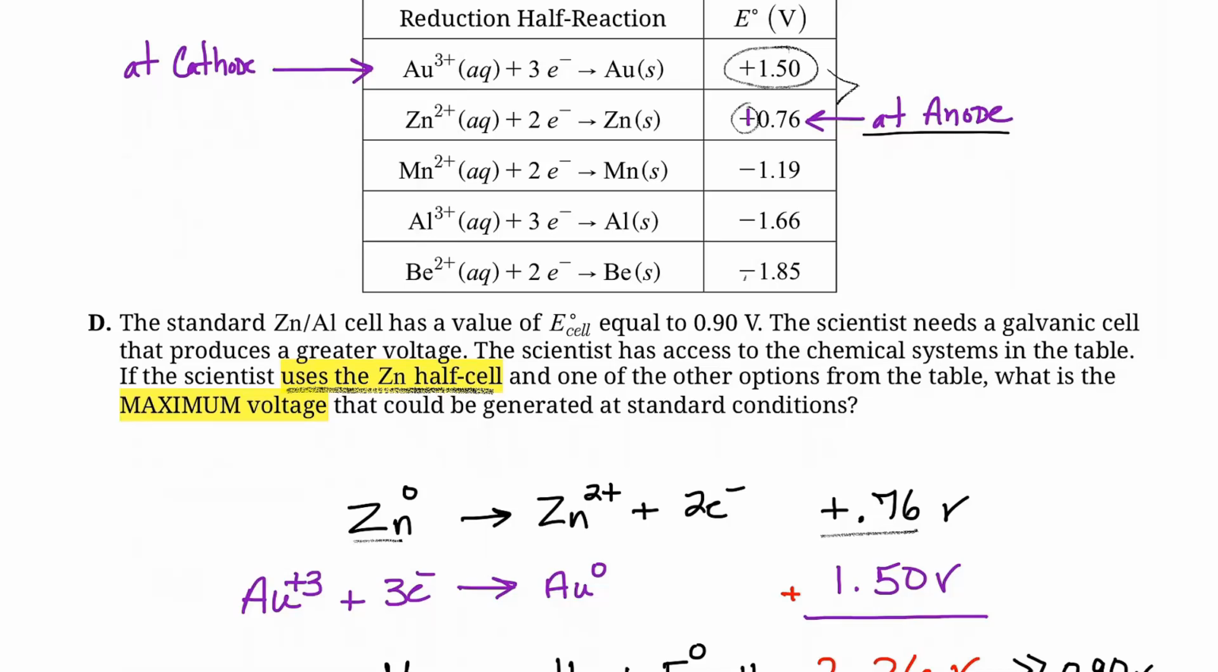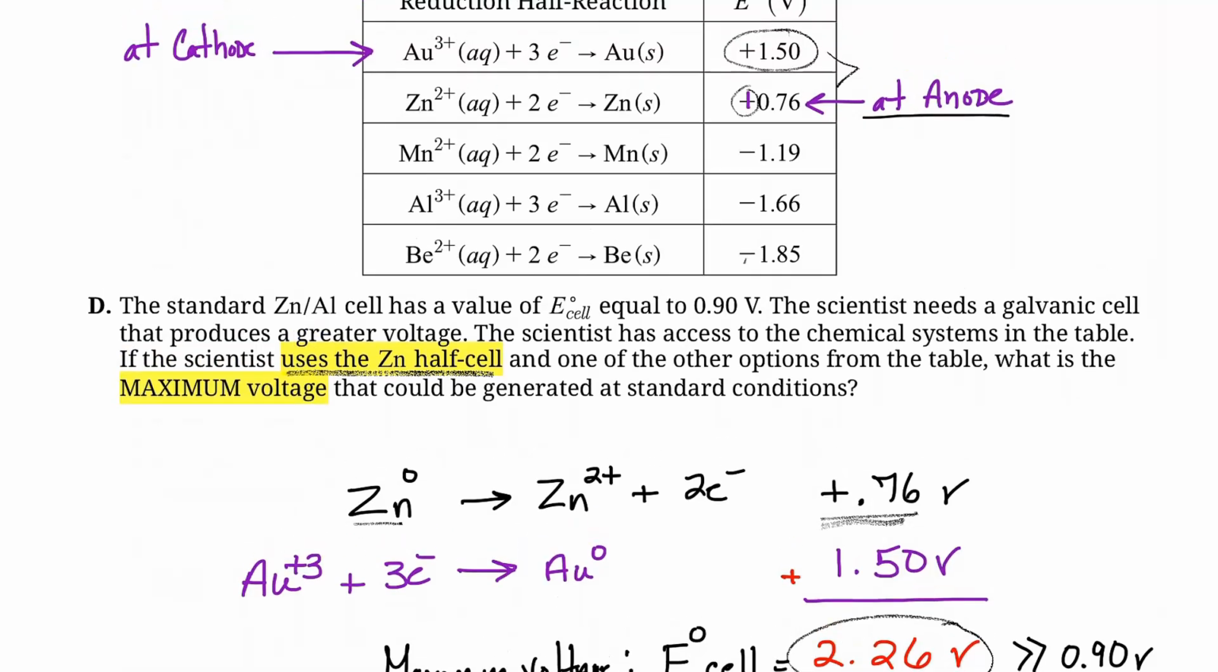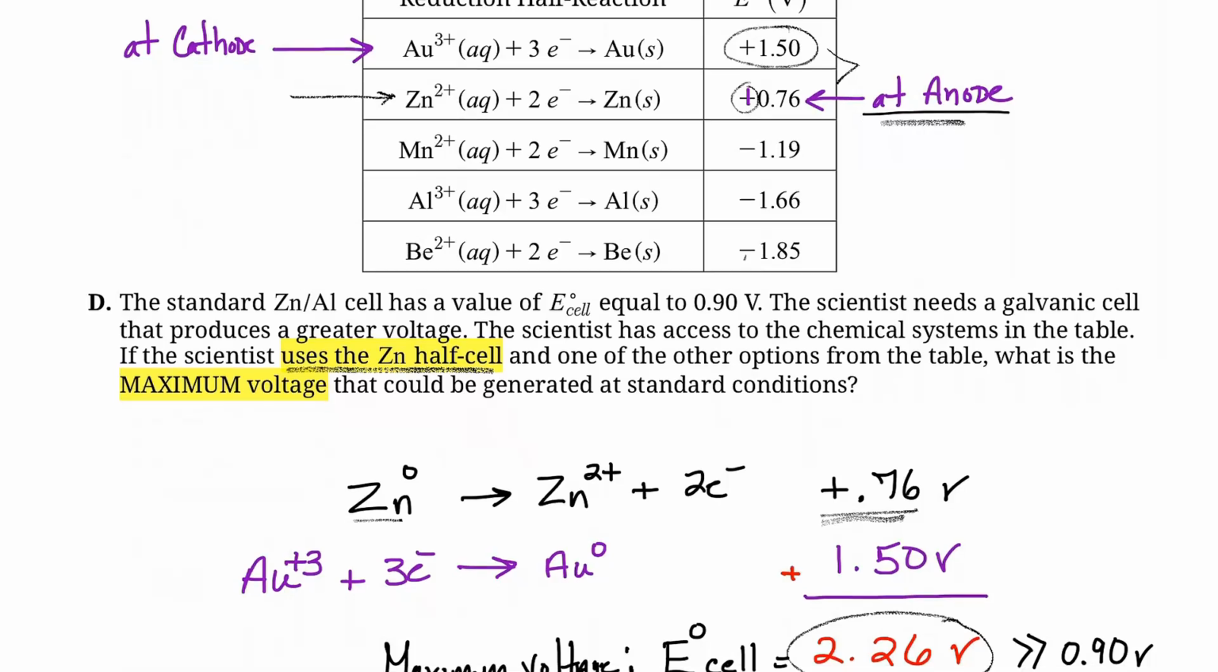So when I put these together, I got the zinc oxidized at 0.76, I got the gold reducing, and put that together, and I got 2.26 volts, the greatest voltage I can produce given all of these reduction potentials, assuming that I use zinc as one of the half cells. Now, if I could use any of them, I'd use beryllium as the best, but since I had to use zinc, and zinc is best used at the anode, it's clear that these are the 2 chemicals I need here. So a little bit tricky for sure.